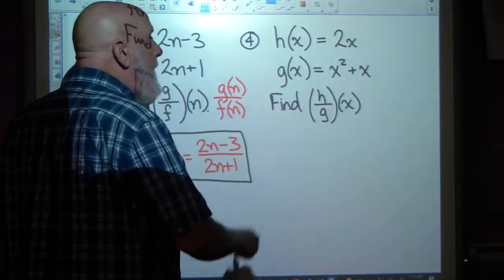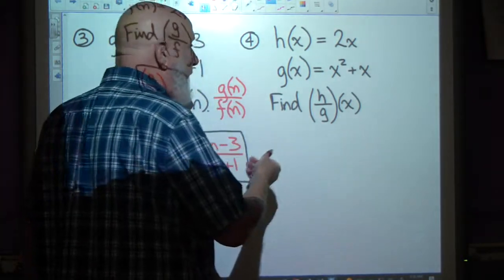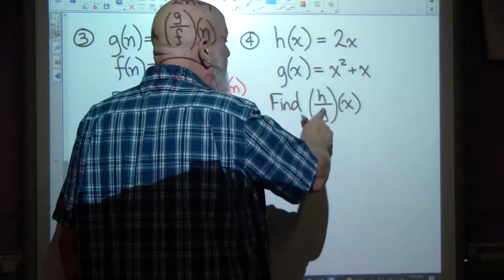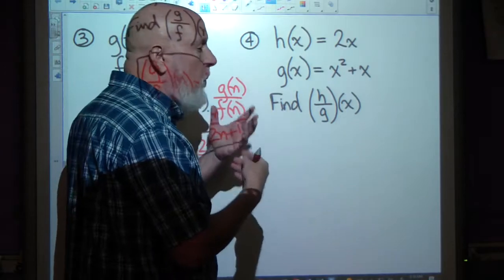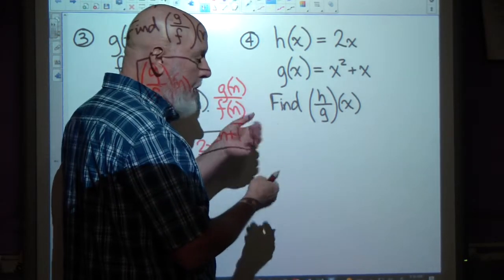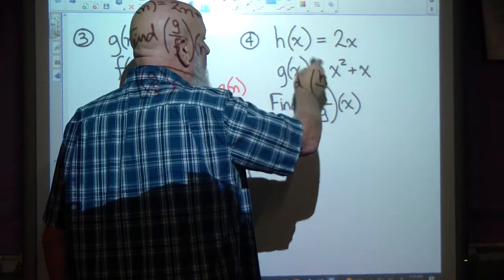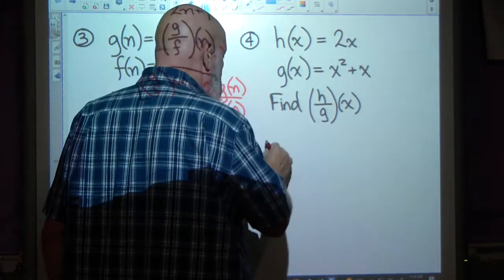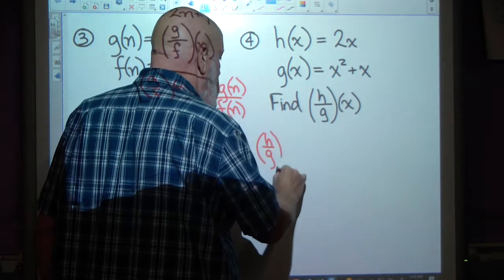So we're going to do that, see if we can factor anything out, and then cancel common factors if there are any. That's whenever we're dividing, we always want to see if either the numerator or the denominator or both will factor, and if they will, factor them and see if you can cancel common factors. So here we go. I'm looking for h over g of x.